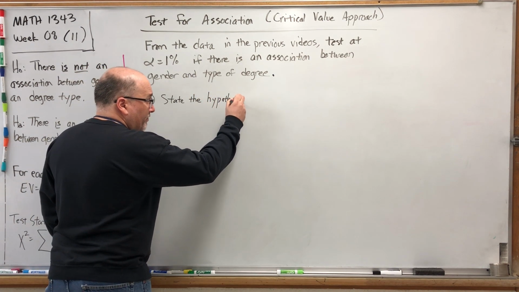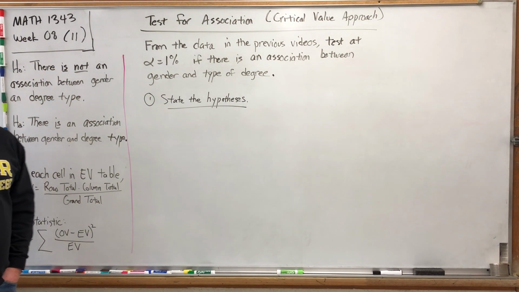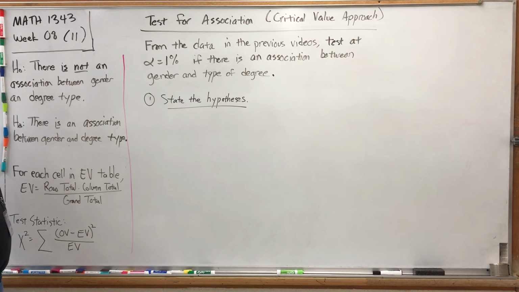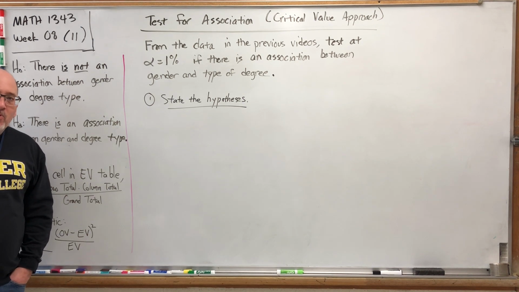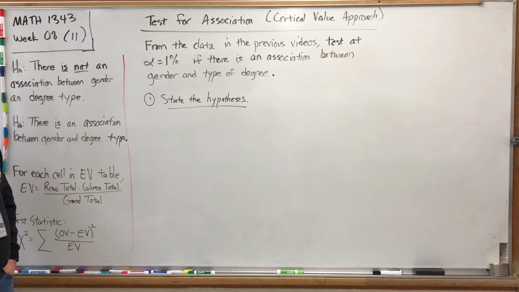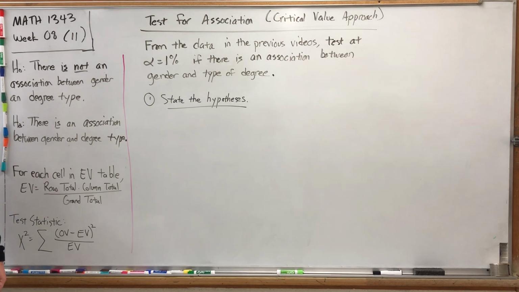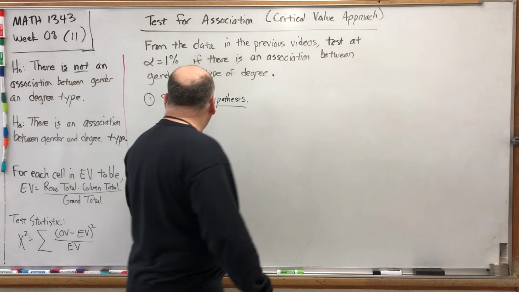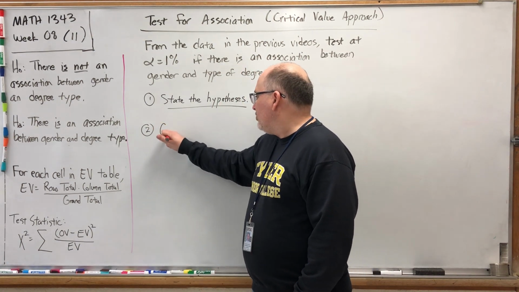I'm not going to rewrite them because they are still living right here. The null hypothesis will always be there is not an association between, in this case, gender and degree type, because that's assuming that the proportions are equal and therefore there's no difference whether you're male or female if you receive a certain type of degree. And the alternative would be there is an association because some of the proportions are not equal. Remember, null hypothesis demands equality or allows equality. Alternative does not.